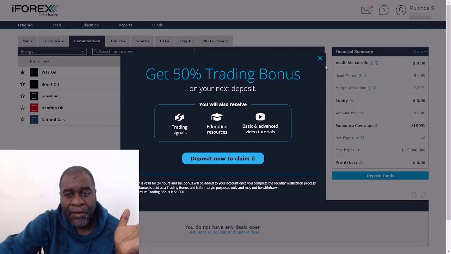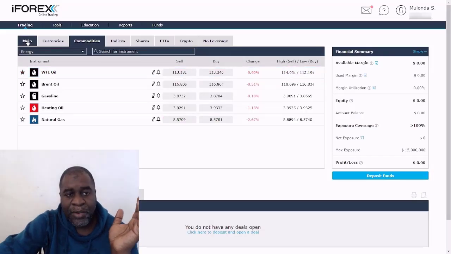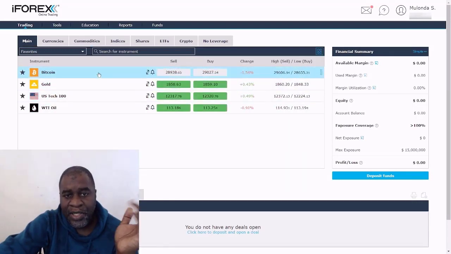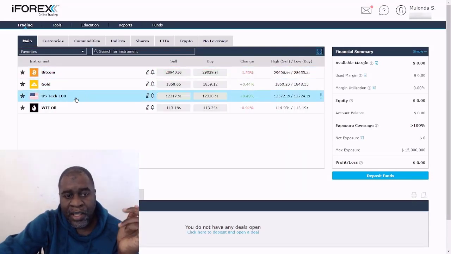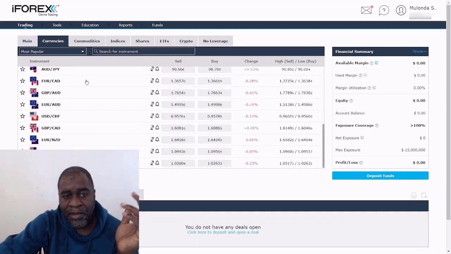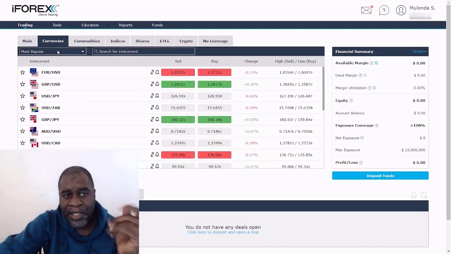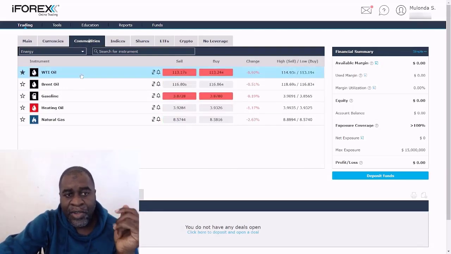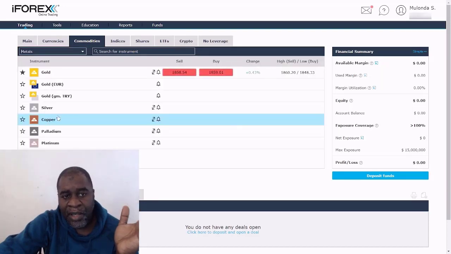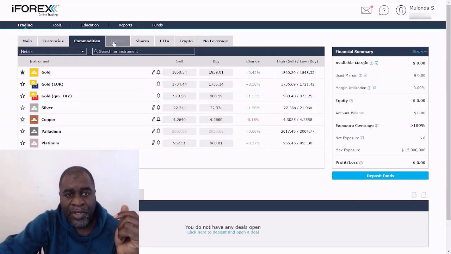Okay, so this is iForex. I don't have any funds sitting in here yet. So with iForex, you're able to trade multiple on the main. These are the ones I was monitoring: Bitcoin, gold, the Nasdaq, and oil. But you can trade currencies, multiple currencies. There are a lot more. These are just the most popular. You can trade commodities. There's energy, there's agricultural, there are metals. You can trade all these commodities.